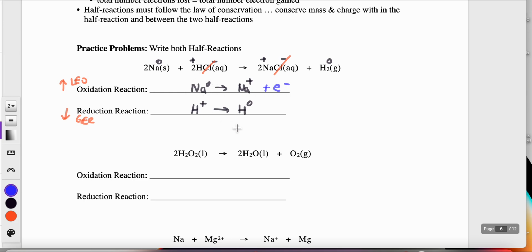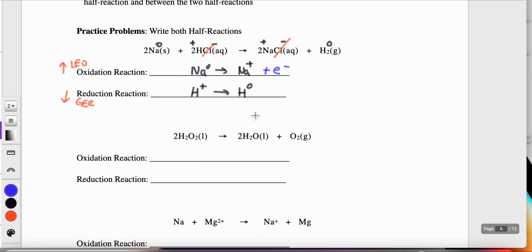I need to do the same type of analysis for my reduction reaction. So right now, my total charge on the left is +1. My total charge on the right is 0. +1 is a higher charge. I need to bring it down to have the same charge as 0 on the right. So I'm going to add an electron. So if I add 1 electron here, -1 plus +1 equals 0.